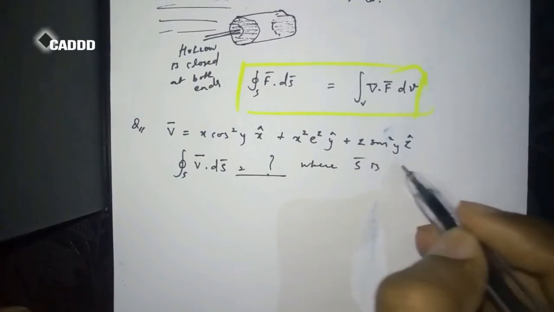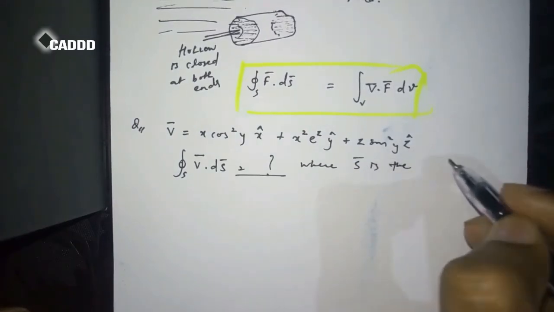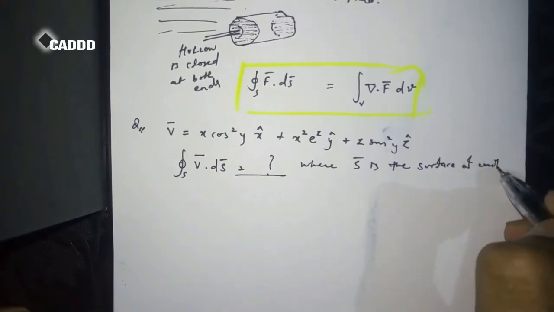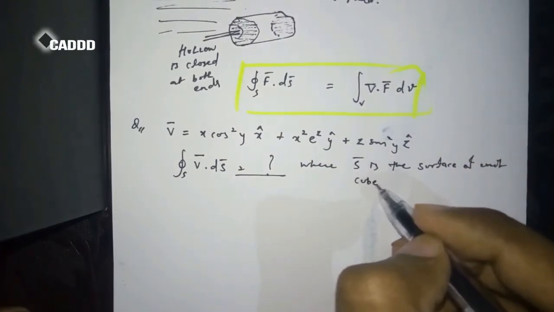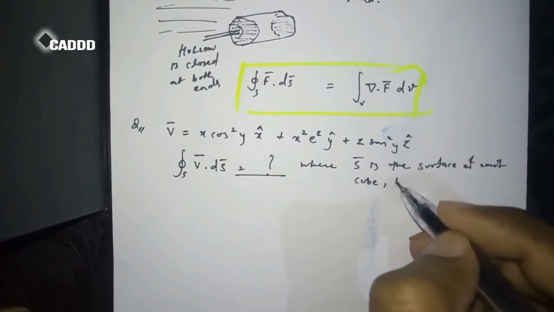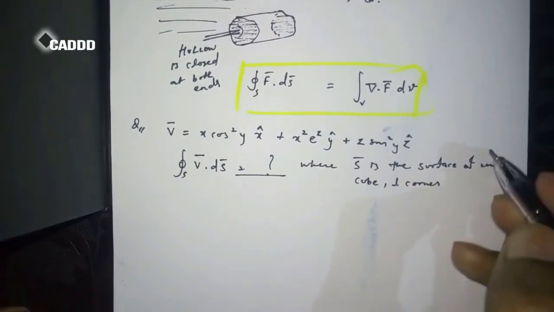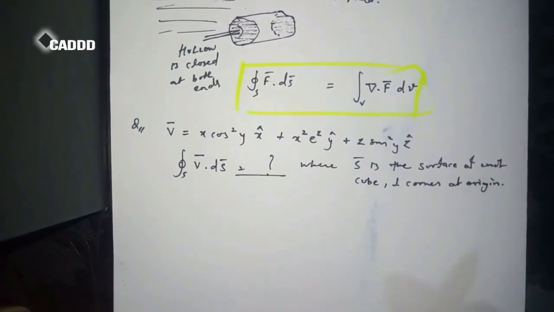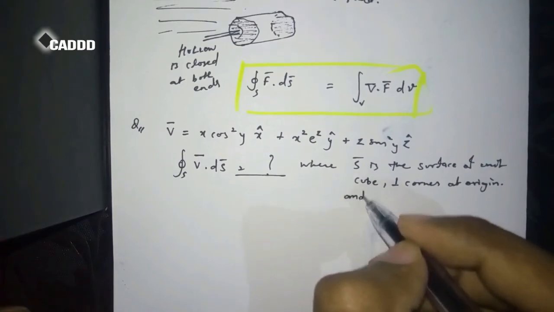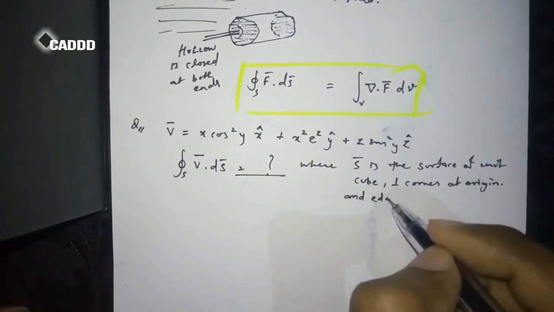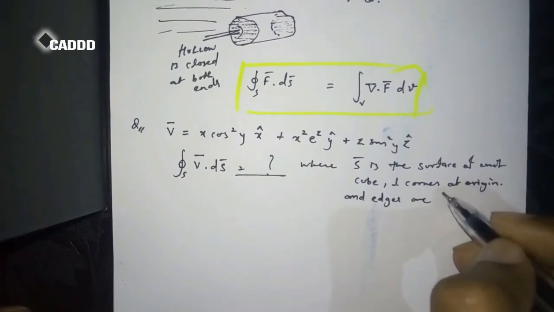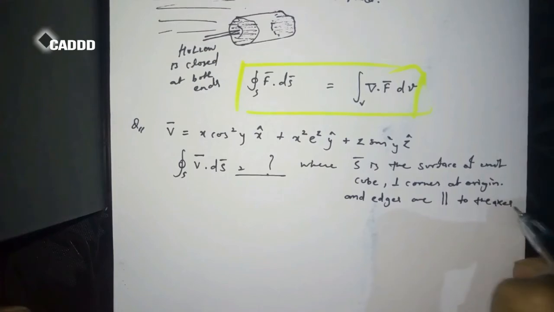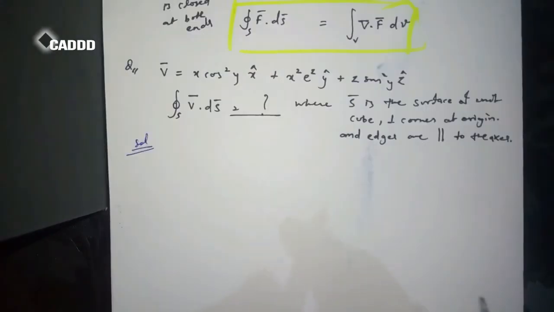Okay, so we have to calculate this thing where S is the surface of unit cube with one corner at origin. Okay, and it is also given that edges are parallel to the axis. Okay, so let's get the solution.